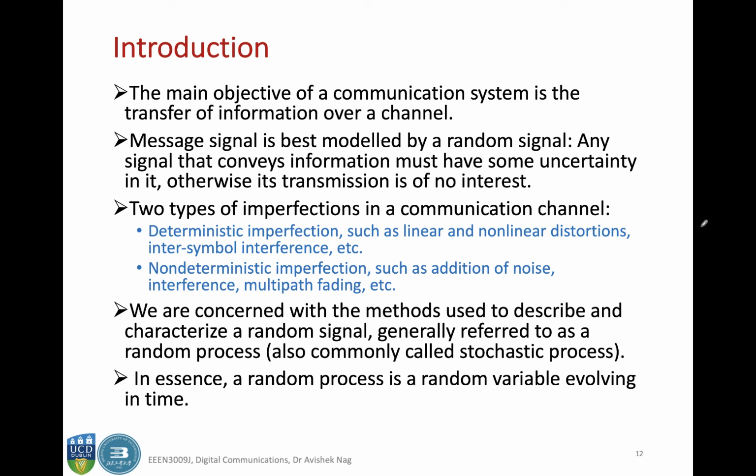Why is probability theory needed? The main objective of a communication system is the transfer of information over a channel, and most of these information-carrying signals are random in nature, so they have some uncertainty associated with them. And you will study in the later stages of this module that if the signal is not uncertain or not random in nature, then it does not convey any information.